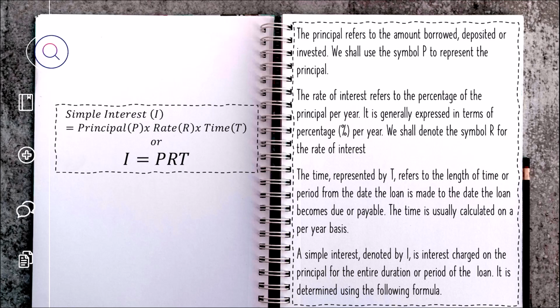Next is time. Time, represented by T, refers to the length of time or period from the date the loan is made to the date the loan becomes due or payable. The time is usually calculated on a per year basis. A simple interest, denoted by I, is the interest charge on the principal for the entire duration or period of the loan. It is determined using the following formula. Again, the formula is I is equal to P times R times T.